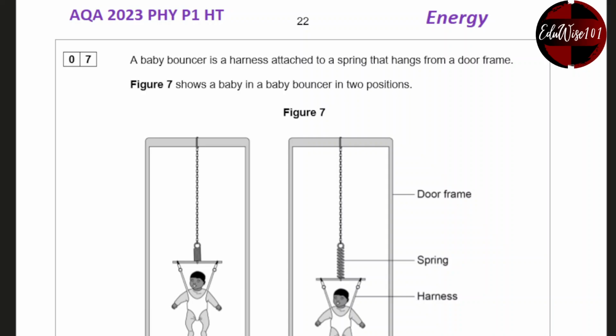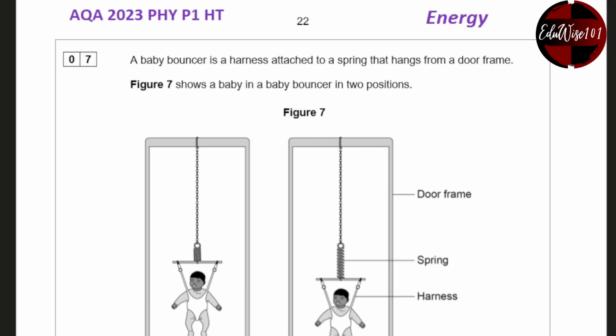In this video, I'm going to go through the AQA Physics Paper 1 Higher Tier. Question number 7 from 2023. This question is on the topic of energy, mainly to do with gravitational potential energy and elastic potential energy. Question 7. A baby bouncer is a harness attached to a spring that hangs from a door frame. Figure 7 shows a baby in a baby bouncer in two positions.